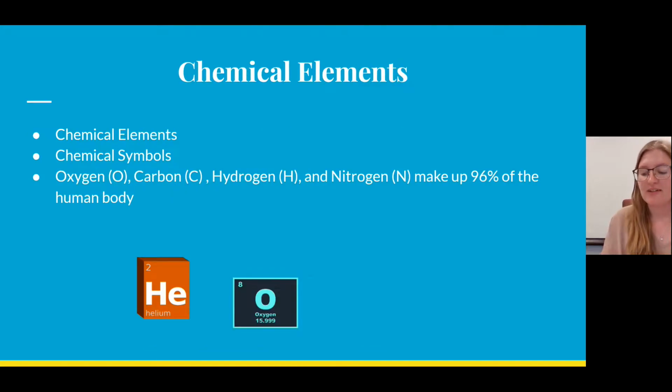And all forms of matter are composed of chemical elements, which are substances that cannot be split into simpler substances. These are elements such as oxygen and carbon. And elements are given letter abbreviations called chemical symbols. For example, O for oxygen, C for carbon. Oxygen, carbon, hydrogen, and nitrogen make up 96% of the human body.